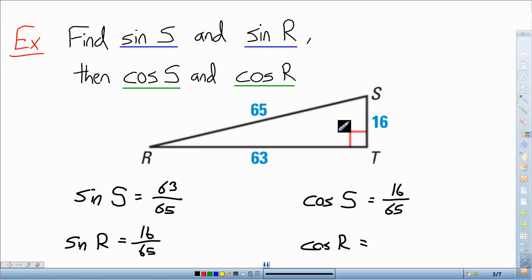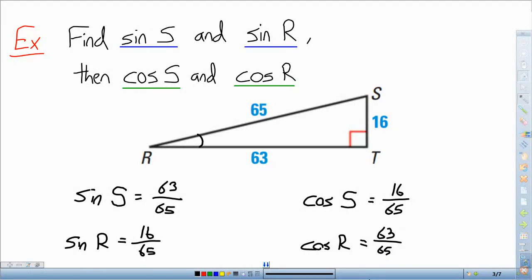Moving over to cosine of angle R. Again, if we want to eliminate the obvious, the opposite side, which we're not using on cosine, is 16. The hypotenuse is 65, and that means 63 is our adjacent side. That's the surefire way of doing it. But just remember, the adjacent leg is the one that's touching our angle that's not the hypotenuse. Hypotenuse on the bottom, 65.